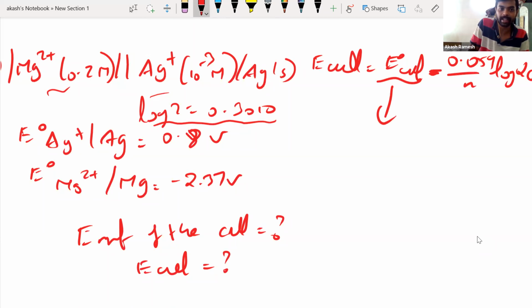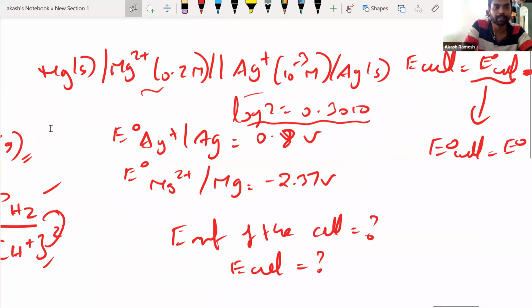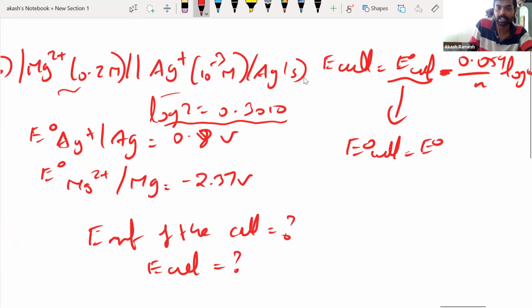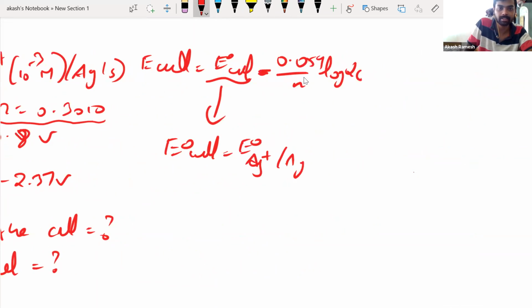So for E naught cell, first I have to understand which is in the anode and which is in the cathode. From the cell representation we can understand, because we always start with the anode, which is oxidation, and we end with the cathode, which is reduction. So it is E naught Ag plus bar Ag, because that is in the cathode, minus E naught Mg2 plus bar Mg.